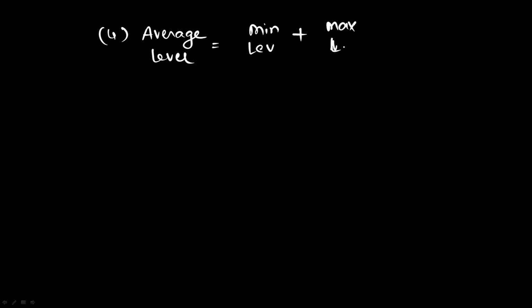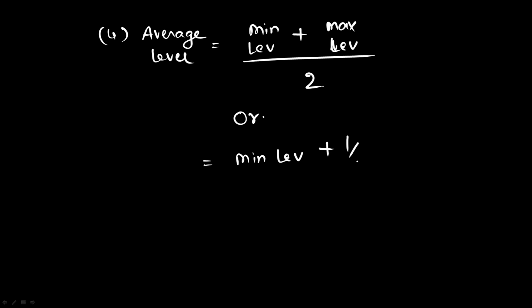Number 4 is average level. It is minimum level plus maximum level divided by 2. Or it can also be found out by minimum level plus half reordering quantity. In both the cases, answer will be different, but both are average level.